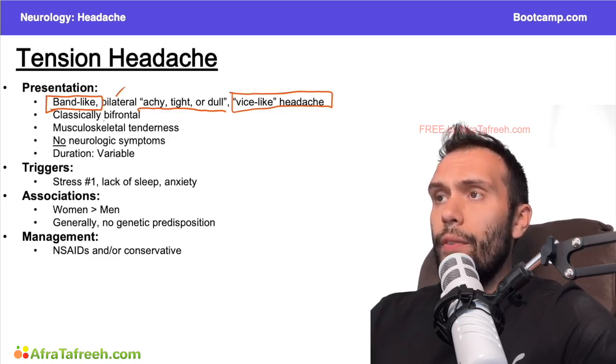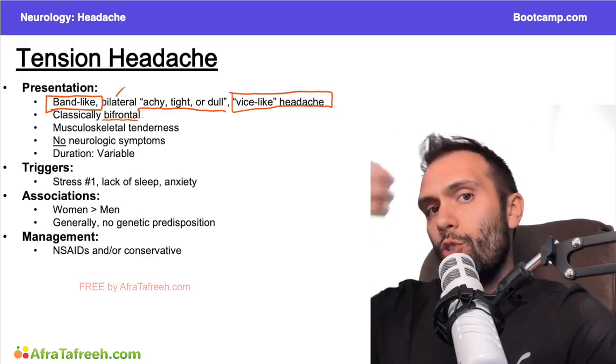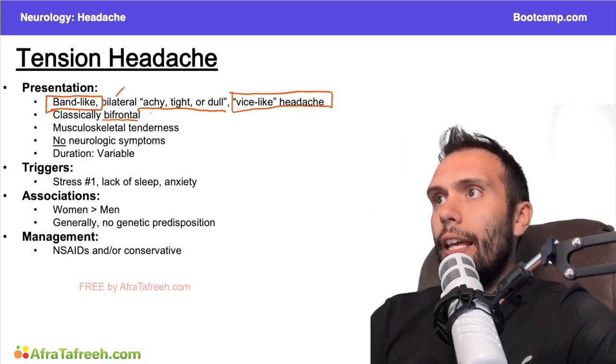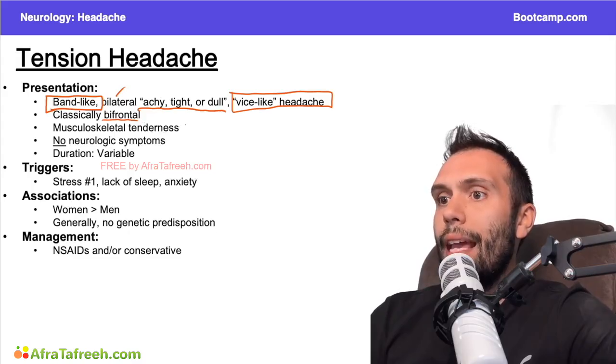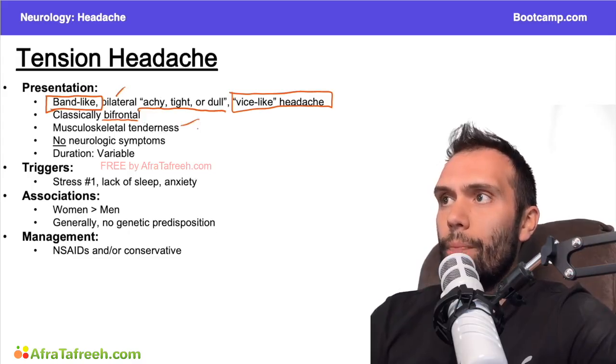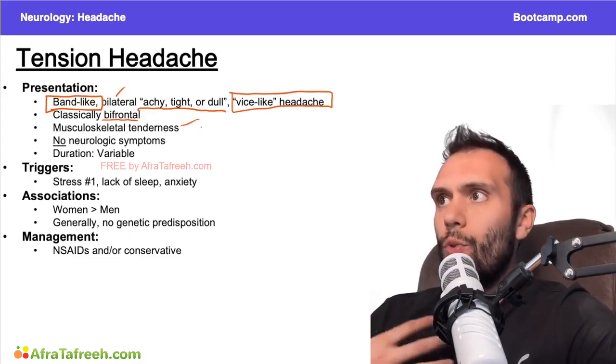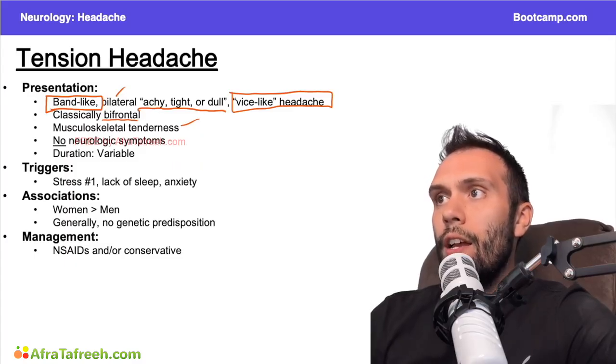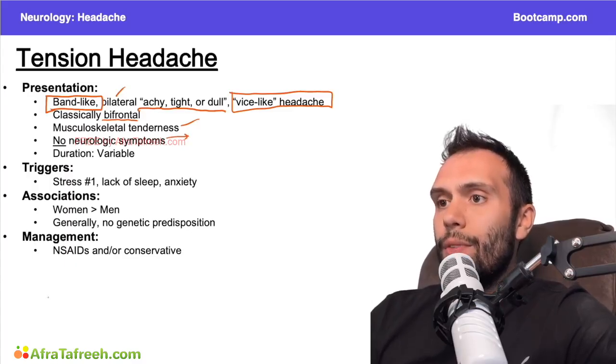Another way that they will say this, instead of saying bilateral, sometimes they'll say bifrontal. This is also very classic: in the frontal region, usually on both sides. And again, very tight, dull, achy. Sometimes that pain will go down into the neck region, near the sternocleidomastoid, or in the shoulder. So it's also common to have this musculoskeletal tenderness, but it's really important to note that there are really no neurologic symptoms, at least not in a classic case of a tension headache.